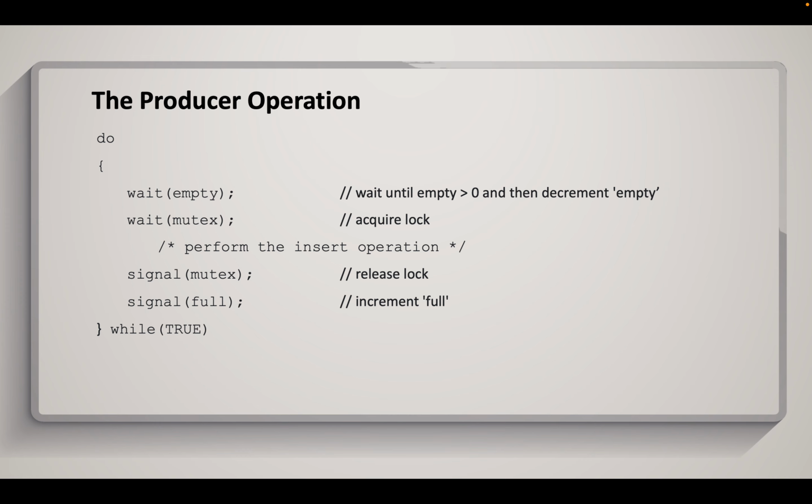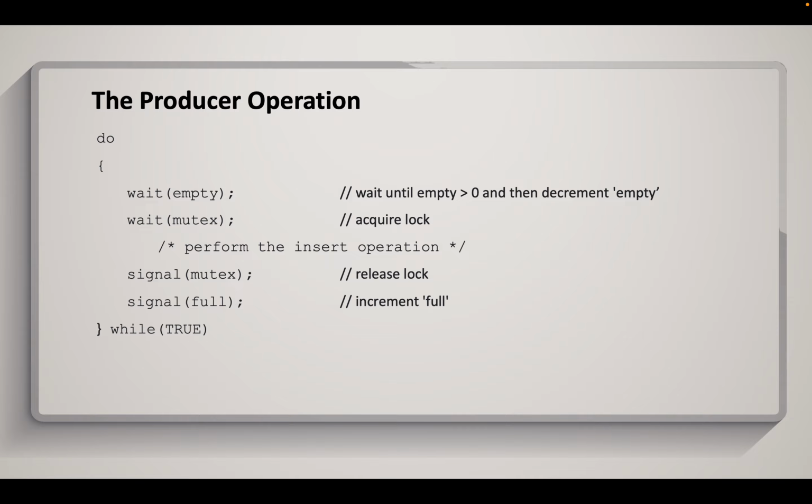So to produce, wait on mutex to acquire the lock. Wait, perform the producer operation. When it finishes, signal mutex, and it increases full by 1 because it produces a new item. So the full semaphore will be increased by 1. Empty will be decreased by 1.